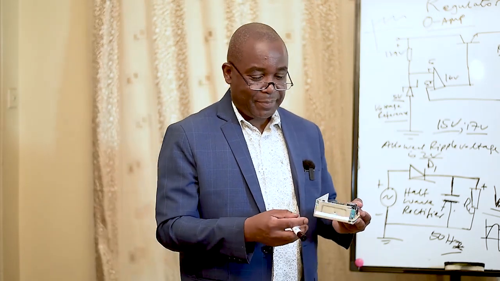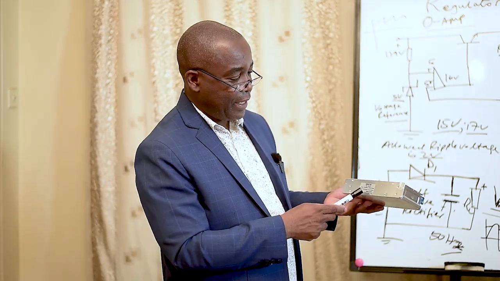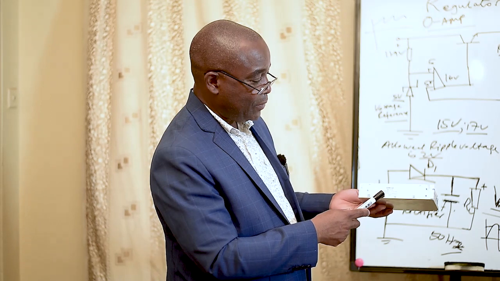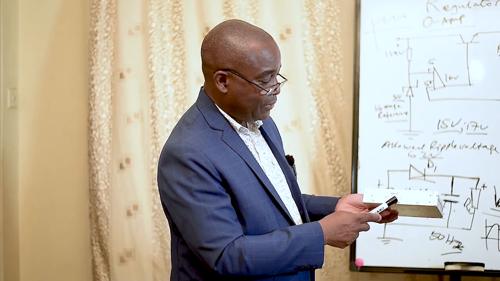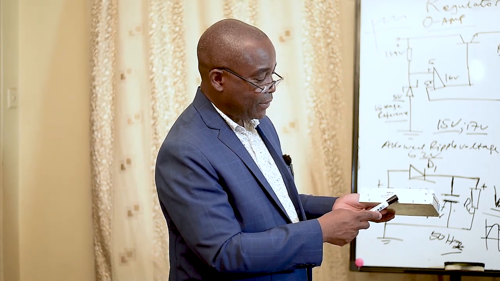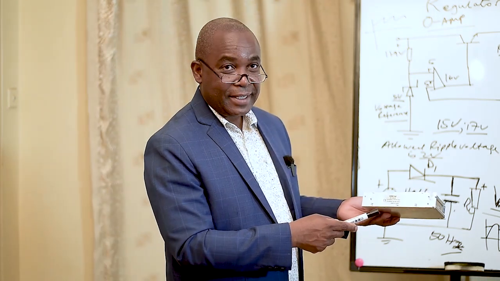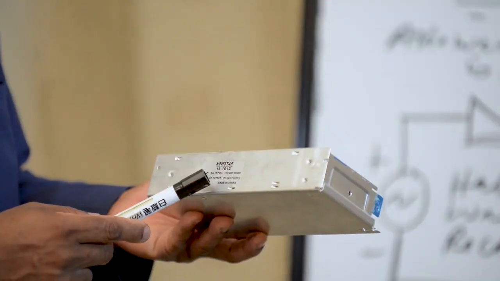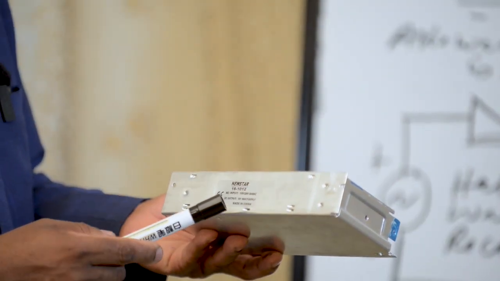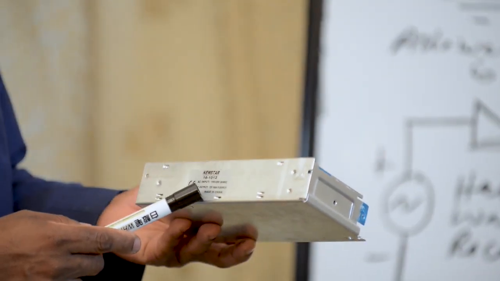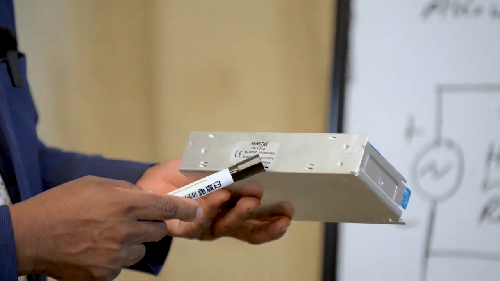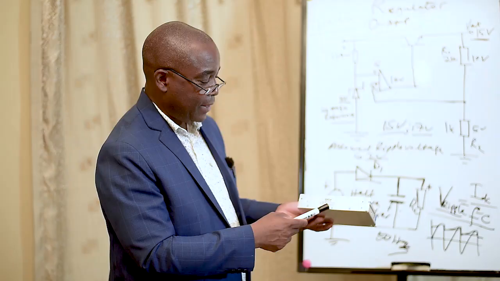Let's take a look at a power supply. I have here a power supply which has AC input. We can take a look at 110 volts slash 220 volts, 50 to 60 Hz. It depends on the country, but here in Tanzania our voltage is 220 volts, and the output is DC, which is 12 volts, 10 amperes.